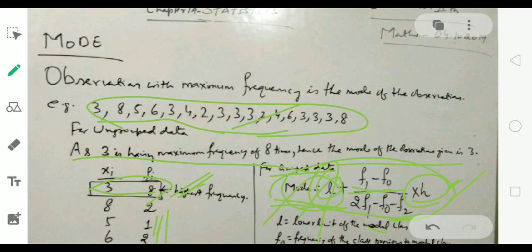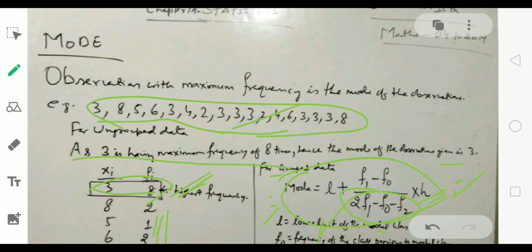So the formula is: mode is equal to L plus (f1 minus f0) divided by (2f1 minus f0 minus f2), into h. The 2f1 comes from the numerator concept: f1 minus f0 plus f1 minus f2, which gives 2f1 minus f0 minus f2 in the denominator. When we apply this formula to grouped data, we can calculate the mode.